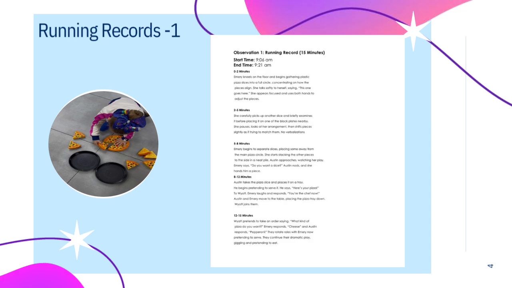In the first observation, I had three 3 to 4 year olds, Emery, Austin, and Wyatt. Emery began by independently arranging plastic pizza slices, showing focus and problem solving. As Austin joined, she invited him to play, sparking cooperative interaction. Their play evolved into a dramatic restaurant scenario with Wyatt joining to take and serve pizza orders. The children showed creativity, role play, turn taking, and social bonding, key skills for 3 to 4 year olds.